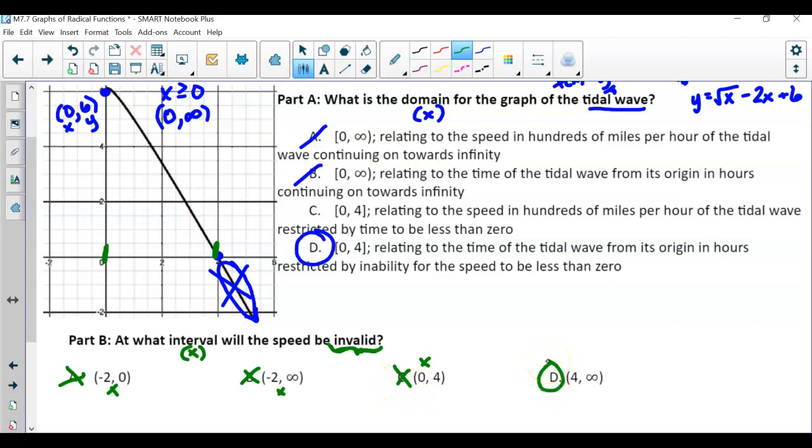So notice how D is our invalid, because this is talking about the x value starting at 4 to infinity, which we're not including because now we're getting into the negative, which means that these values are invalid because you can't have a negative speed.